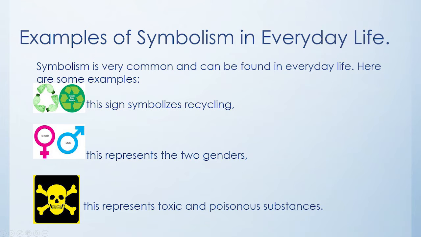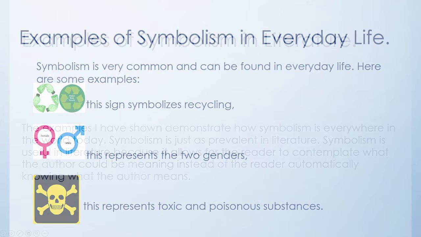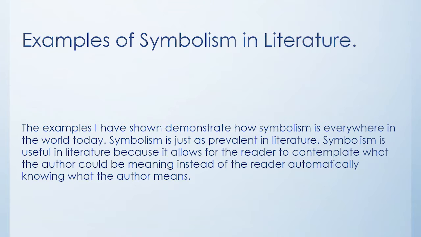Examples of symbolism in everyday life. Symbolism is very common and can be found in everyday life. Here are some examples. The first image symbolizes the act and process of recycling. The second image represents the two genders, and the third image represents toxic and poisonous substances. The examples I have shown demonstrate how symbolism is everywhere in the world today.